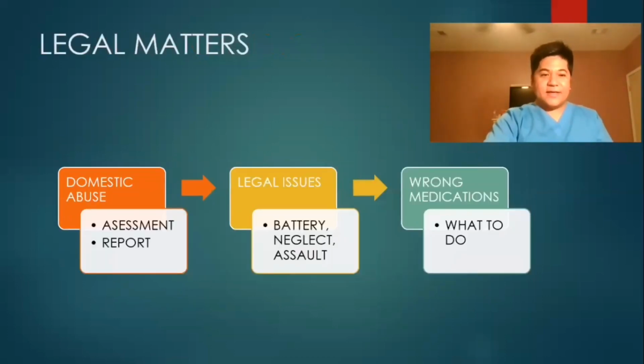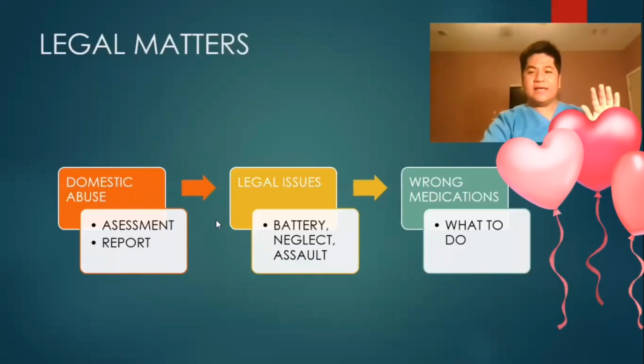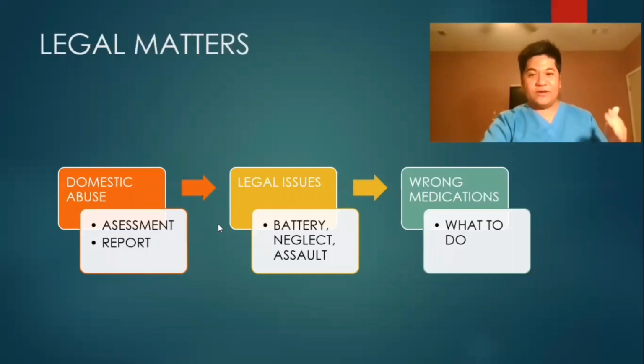Legal matters. Domestic abuse is also one of the topics. What do you need to do? What do you need to assess? What do you need to report? And where do you need to report? Legal issues such as battery, neglect, assault. So what do you need to do? They give examples, so you have to know it by heart so you will not fail those questions. And then wrong medications: what do you need to do, and where do you need to report? Those are the things that we need to consider.